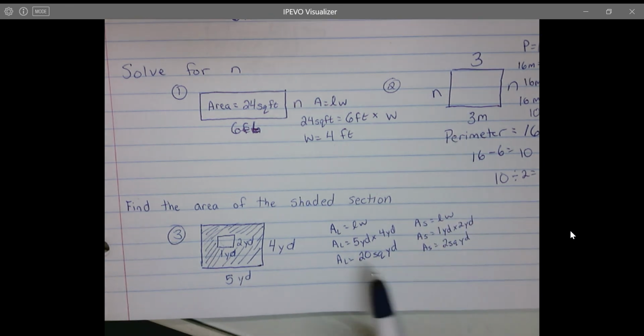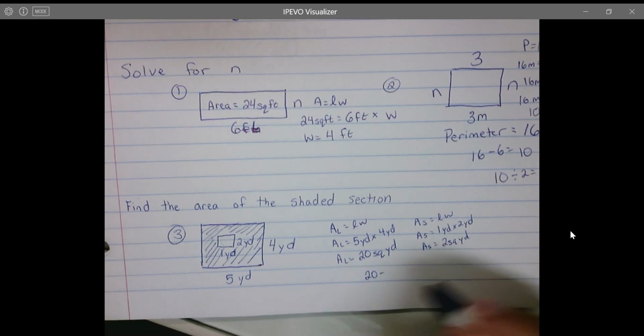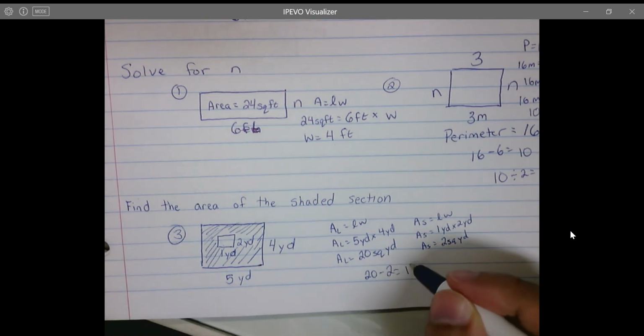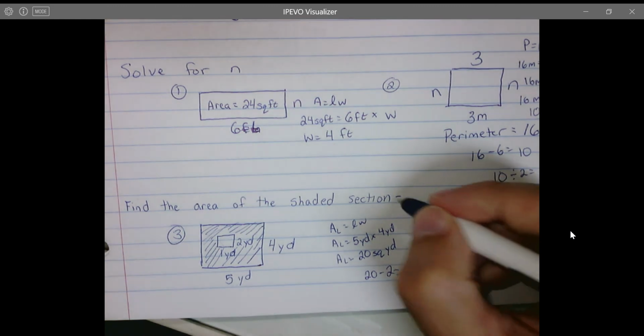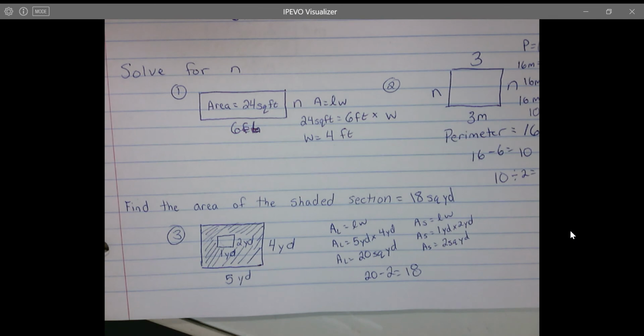So the whole thing, including this part, is 20 square yards. This small part is 2 square yards. To find out what the shaded part is, I'd have to subtract that small part. So I would do 20 minus 2, and I would get 18. So the area of the shaded section is 18 square yards. I have to find that large whole area, find that small missing part, and subtract the 2. And that's how we can find that shaded part.